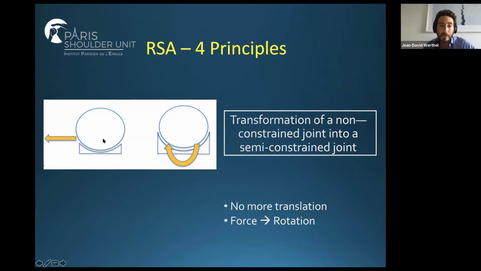And then maybe if the cuff contracts, you can have some rotation. But if you have a constrained joint, as you can see here, well, if you pull on one side or the other, the only movement that's going to take place is rotation. So there is no more translation, no more parasitic movements, only effective rotation. So all the force that is going to be applied on the joint is going to transform into rotation.